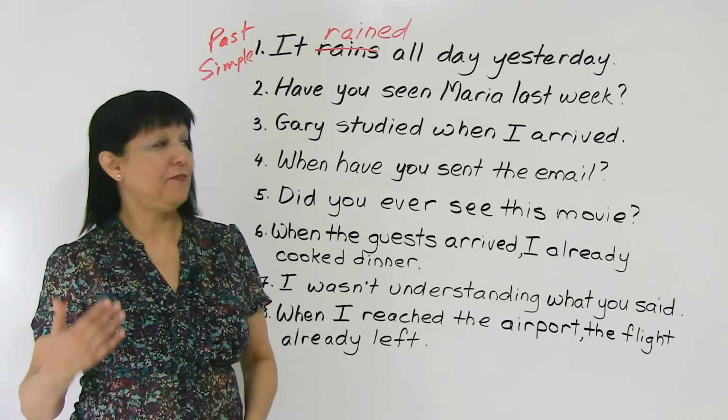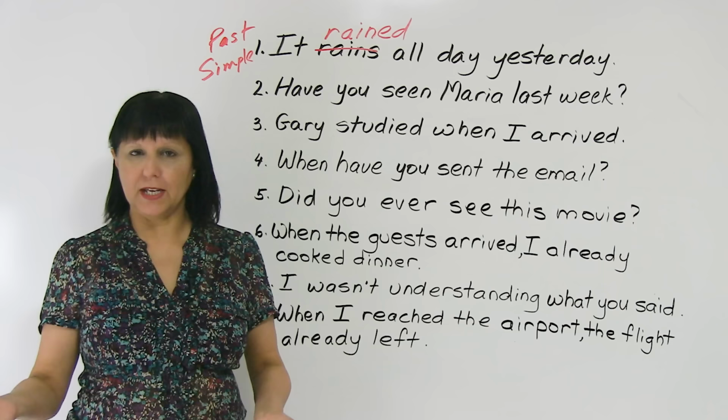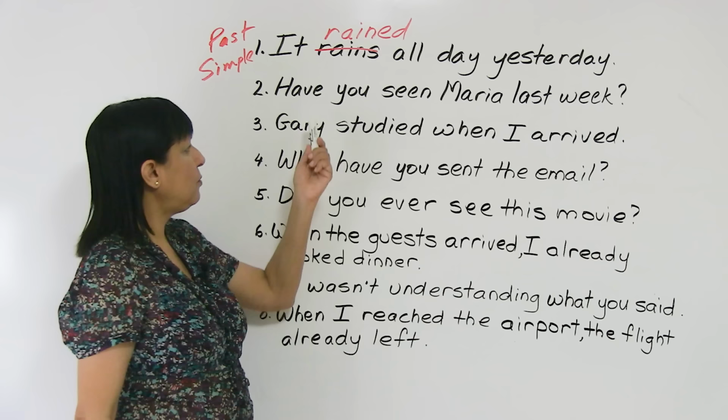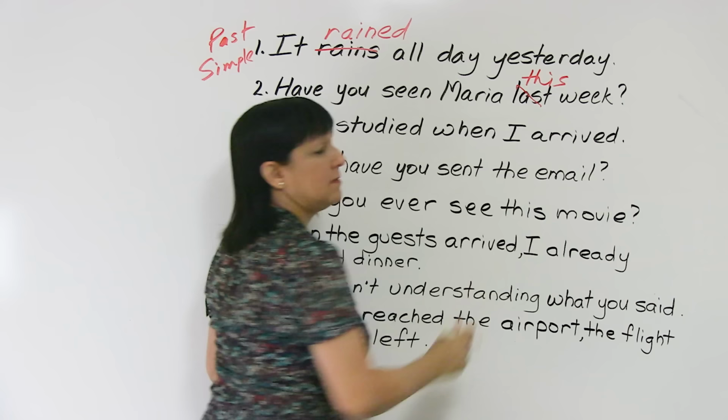If you use a finished time like last week, then you have to change this question and make it into past simple. For example, did you see Maria last week? That's one way to fix that question. And the other way, if we wanted to keep it present perfect, right? We would say, have you seen Maria this week, for example, okay?